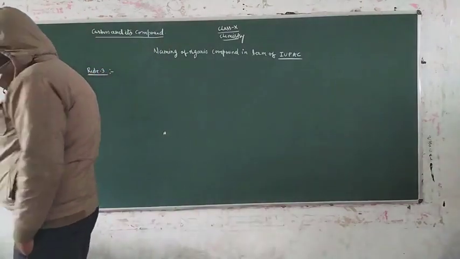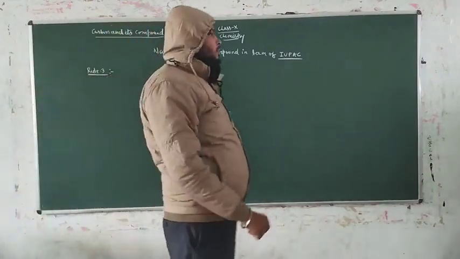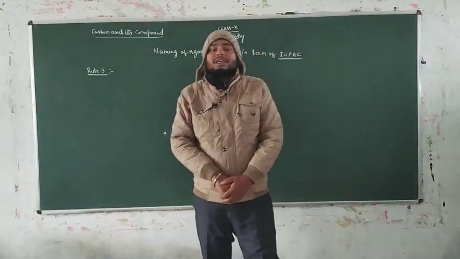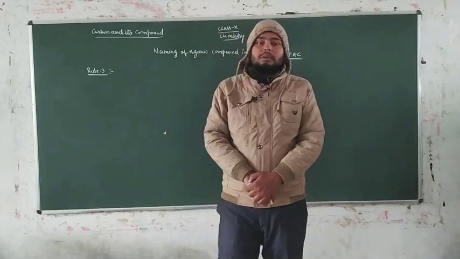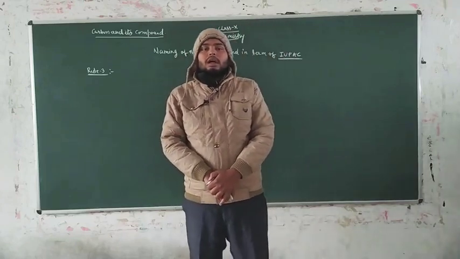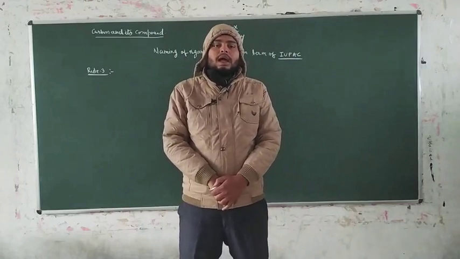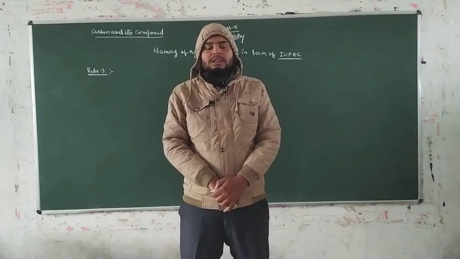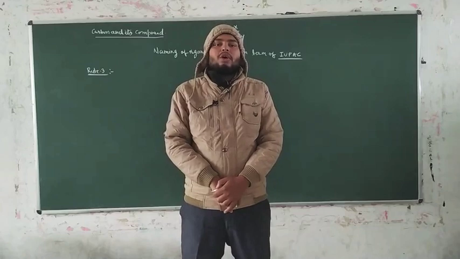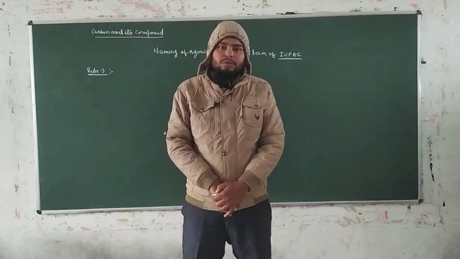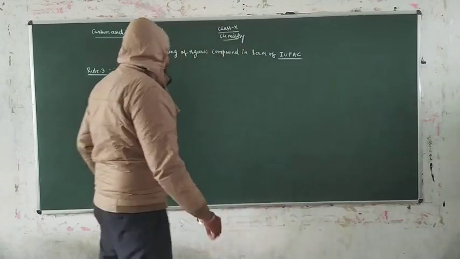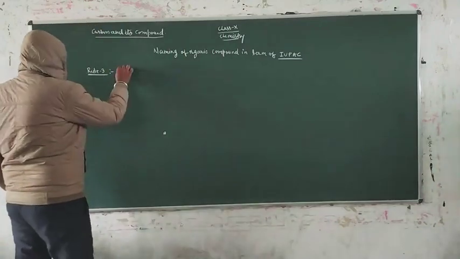This rule is applicable for the formation of names when substituents are added on the same parent chain, that means at least 2 or more than 2 substituents are added in the same parent chain. How can we write the name of the organic compound in this situation?